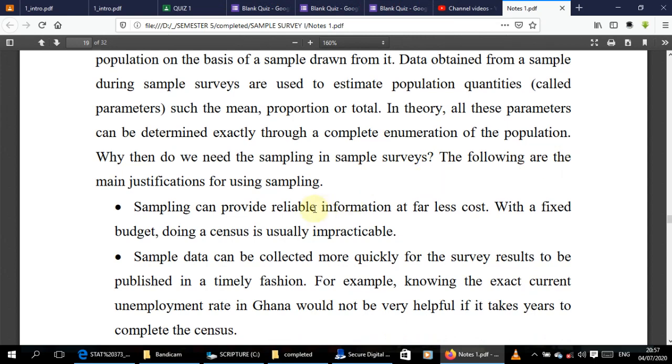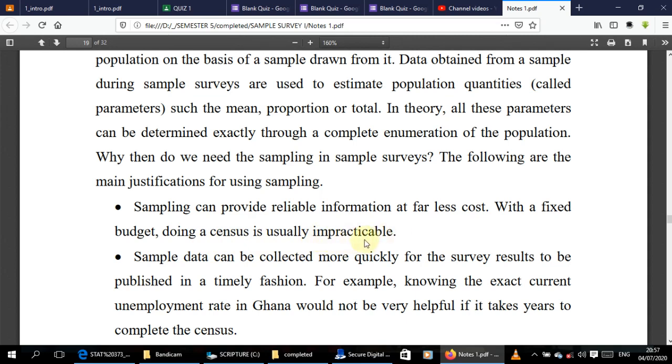So the following are the main justifications for using sampling. We can't use the whole population, but we should find a way to justify that even if we are using a sample, there is some kind of hope. So we say that sampling can provide reliable information at far less cost. You think it won't cost you a lot, but you can at least get some reliable information at a cheaper cost. With a fixed budget, doing a census is usually impracticable.